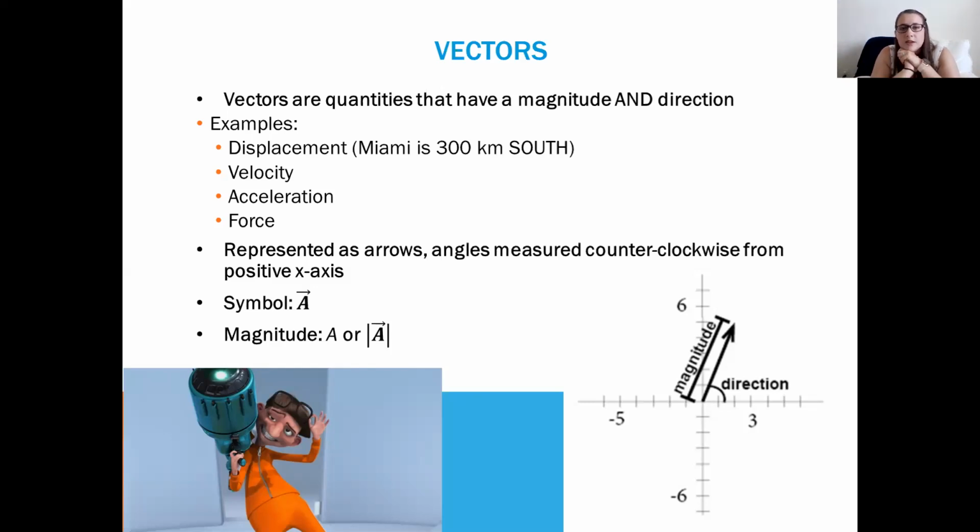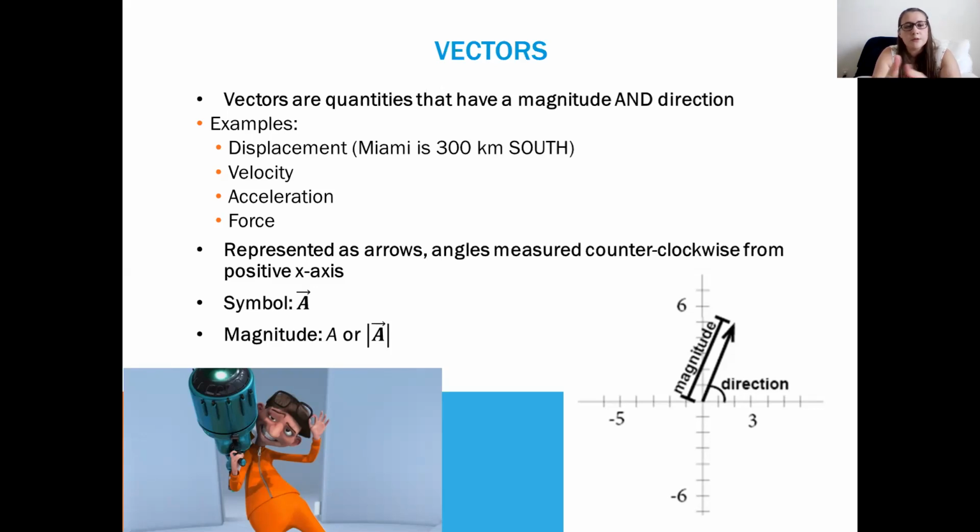So it's perfect to represent a vector that has a size and a direction. So we represent them with arrows, and the angles that we measure for the direction are always measured counterclockwise from the positive x-axis. That's just for the sake of convenience and not complicating things. So whenever we talk about angles, they'll always be measured counterclockwise from the positive x-axis.